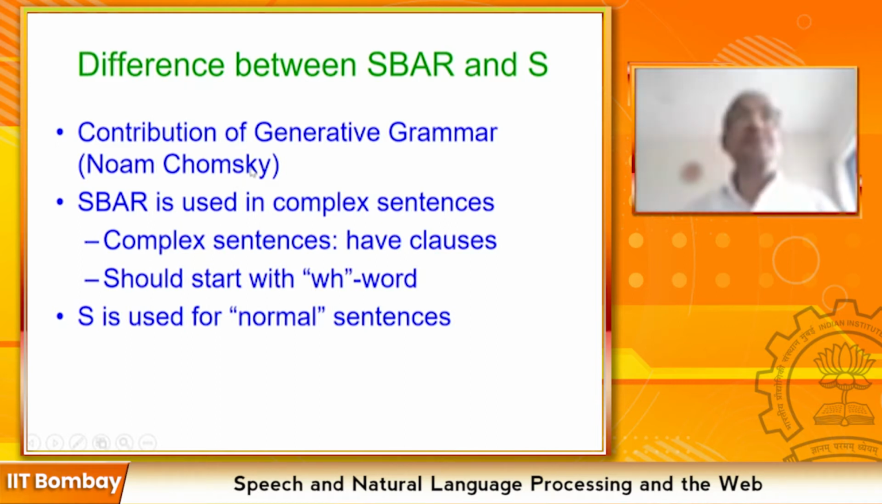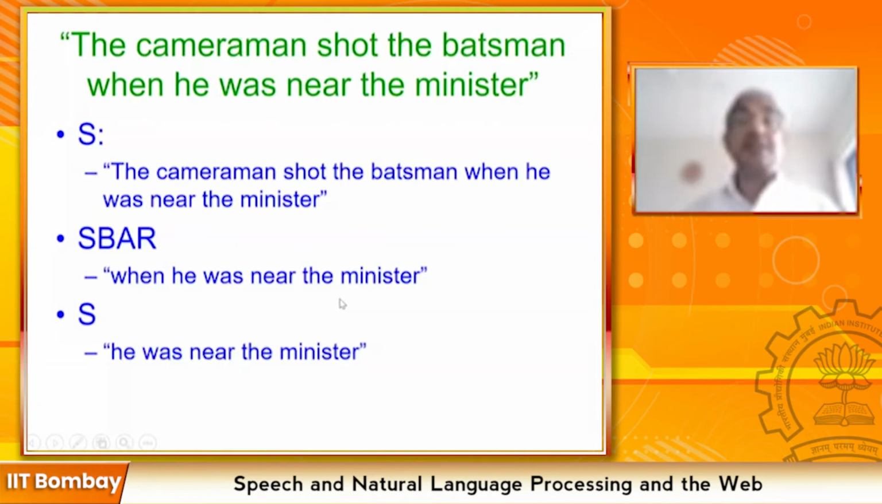And in both traditions, of course, we can take a data-driven approach to make decisions at different positions in the sentence, which is the NLP task. Now, S bar is used in complex sentences. Complex sentences have clauses, and they normally start with a WH word. And S is used for normal sentences. So the difference between S bar and S is this. S bar is a contribution from generative grammar.